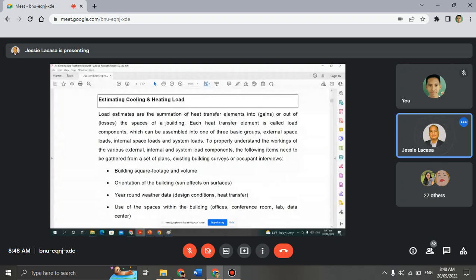Okay, so each heat transfer element is called load components, which can be assembled into one of three basic groups, na the internal temperature outside. So that includes iyang orientation sa building, asa siya nag-atubang, kay factor man na ang adlaw, asa mo silang ang adlaw. So facing east ba siya?